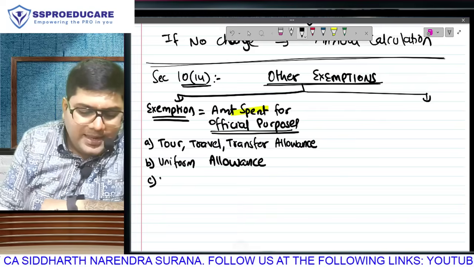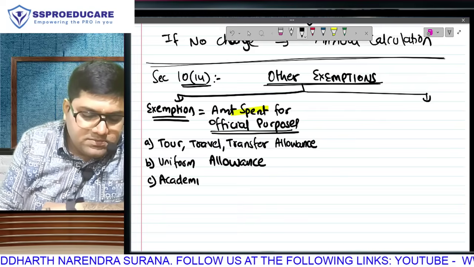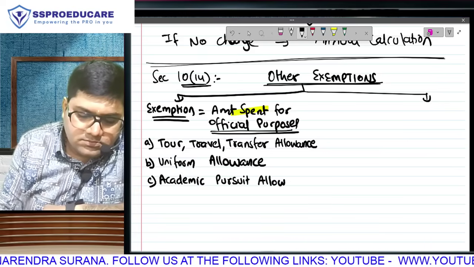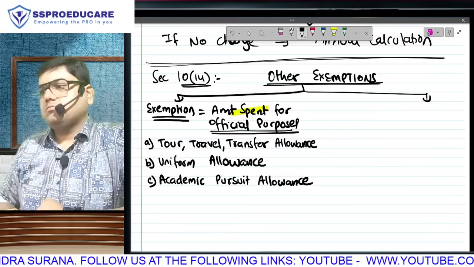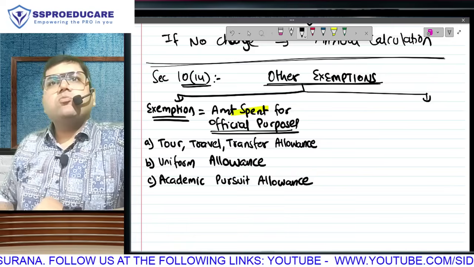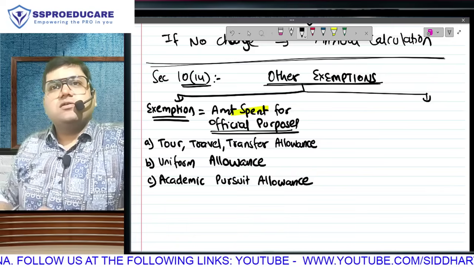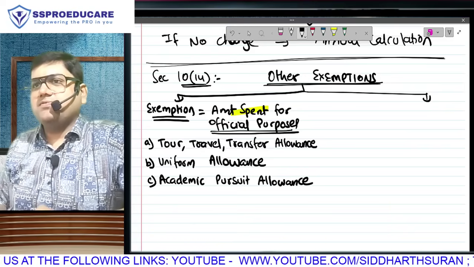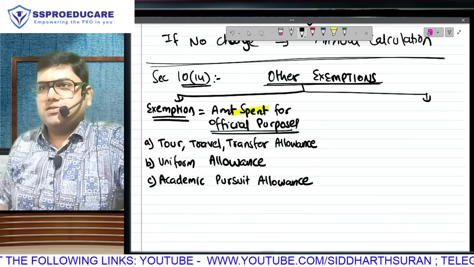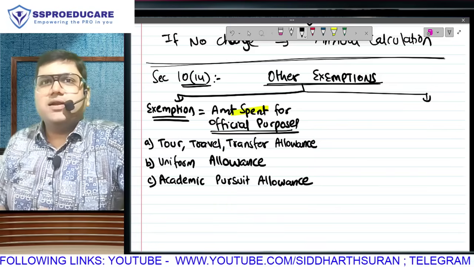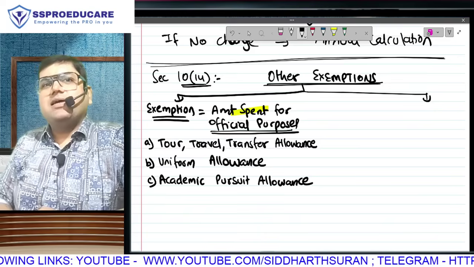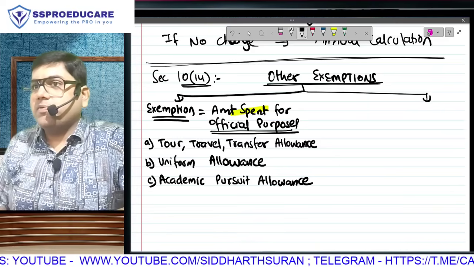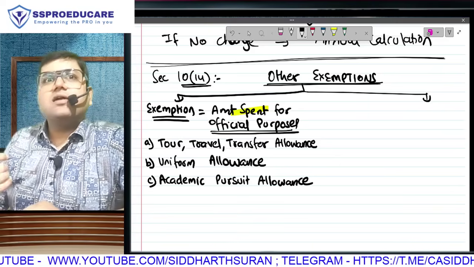Third, academic pursuit allowance. Your boss tells you, you are my most trustworthy guy. You are excellent when it comes to direct taxes. Why don't you take up indirect taxes as well? Well, sir, I am out of touch. I don't know indirect taxes. Okay, do one thing. Buy some video lectures, buy some books, become perfect in this subject, study properly so that we can start indirect tax as well.